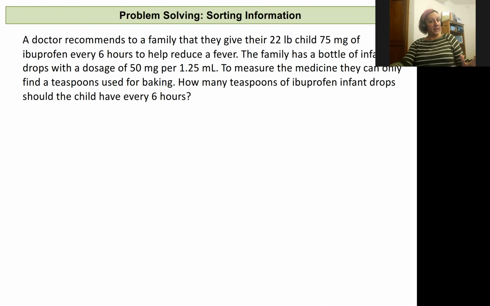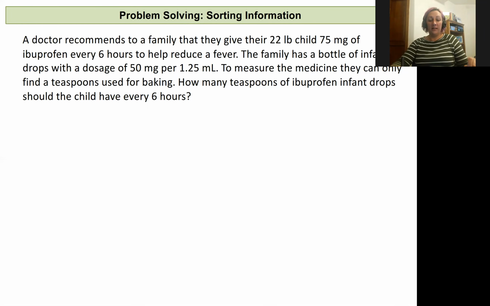A doctor recommends to a family that they give their 22-pound child 75 milligrams of ibuprofen every 6 hours to help reduce the fever. The family has a bottle of infant drops with a dosage of 50 milligrams per 1.25 milliliters. Now, to measure the medicine, they can only find teaspoons. It's the middle of the night. It's a terrible time. And these are like baking teaspoons. So how many teaspoons of ibuprofen infant drops should the child get every 6 hours?